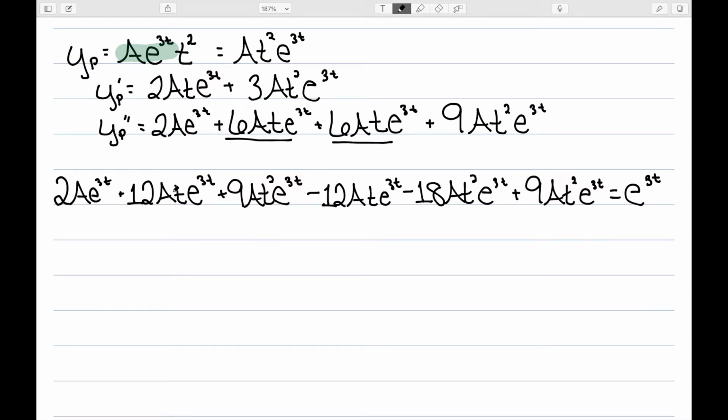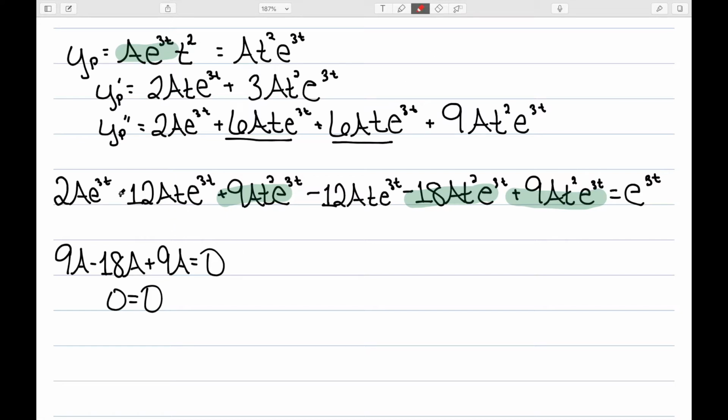Looking at our coefficients, we'll start with the coefficients of t squared. So here's a 9at squared minus 18at squared plus 9at squared. So that would give me 9a minus 18a plus 9a. And then on the right, there's no t squared term, so equal to 0. So that did not give us any additional information.